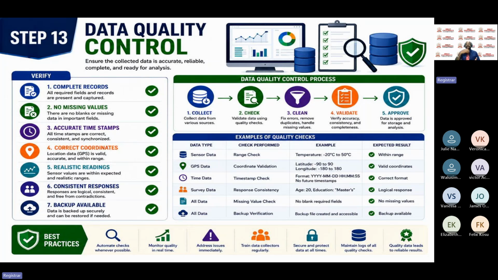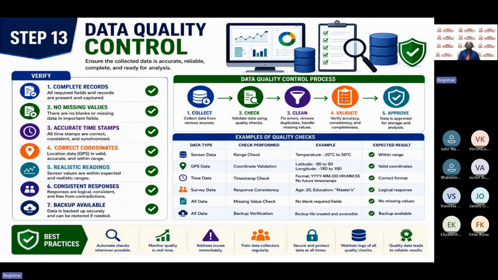So to collect data, you have to check the data, you have to clean the data, you have to validate data, and you have to approve this data before you store it for further analysis. Because devices can give you erroneous data. And if you as a researcher use that error-based data, then the research will not be a proper one.